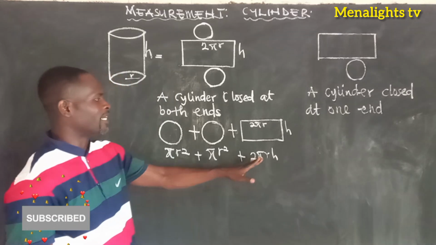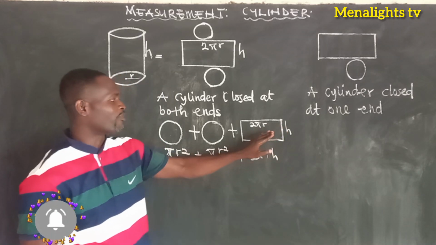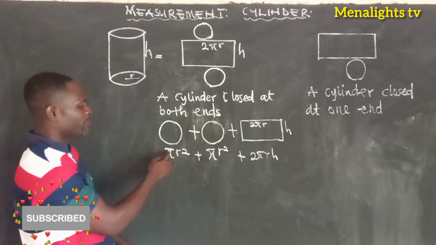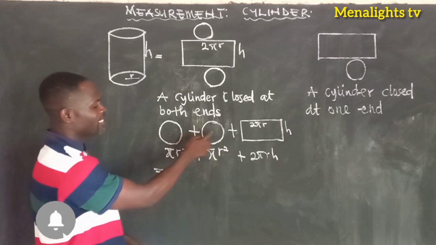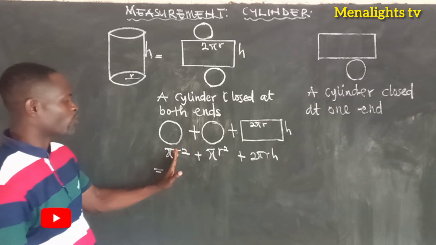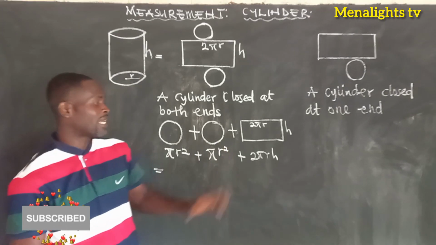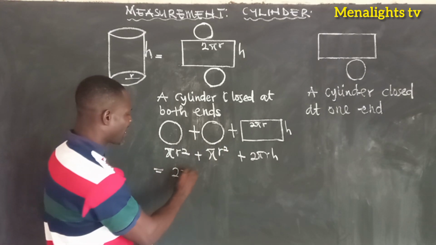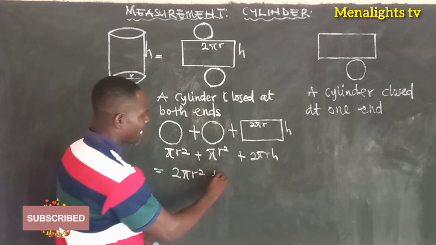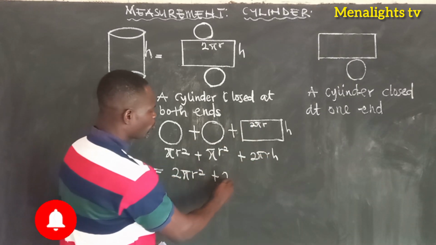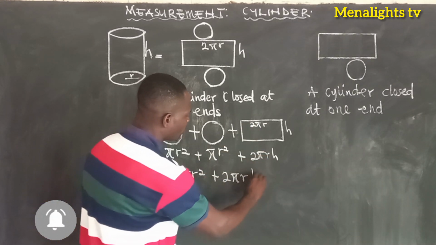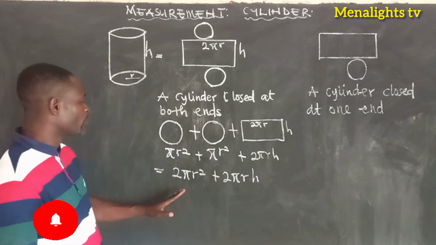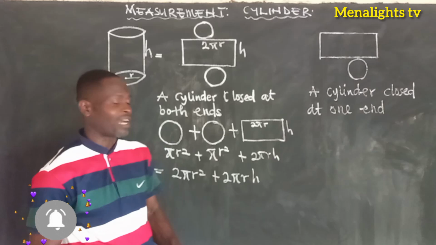For us to find the total surface area of a closed cylinder, what we have now is pi radius squared. There are two of them. So the formula is pi radius squared and another pi radius squared. That means the pi radius squared, there are two. So we have 2 pi radius squared plus this one, 2 pi radius h. So what we have to do is to factor the common things out.